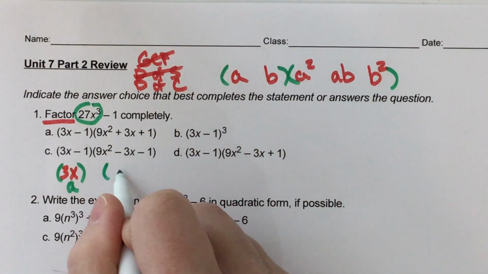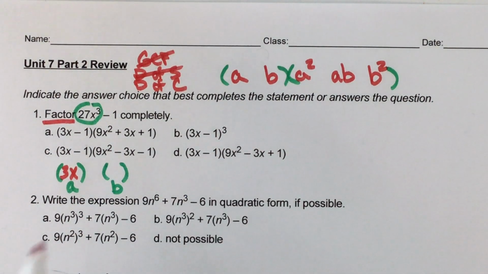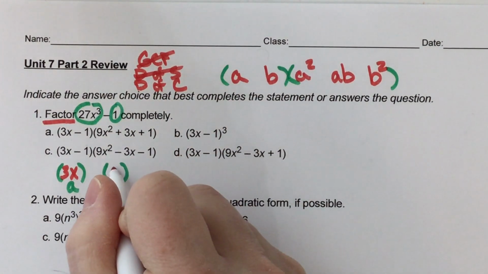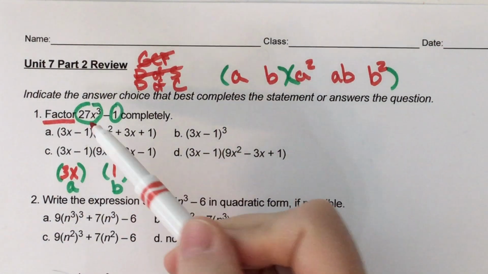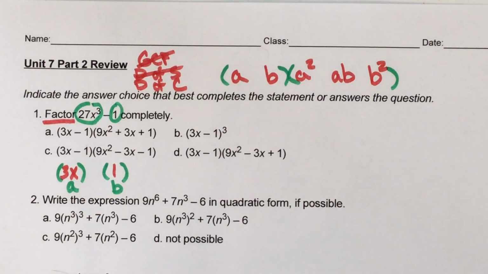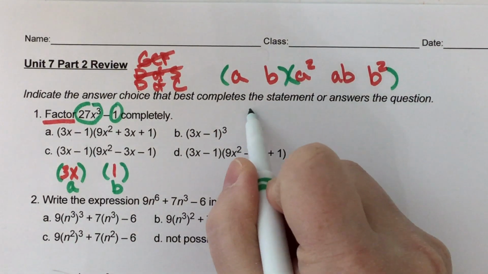And then we need to figure out our b. What times what times what makes 1? Well, 1 times 1 times 1 makes 1. So the cube root of the first term is 3x and the cube root of the second is 1. Okay, so now that I know who a and b are, I'm ready to factor.